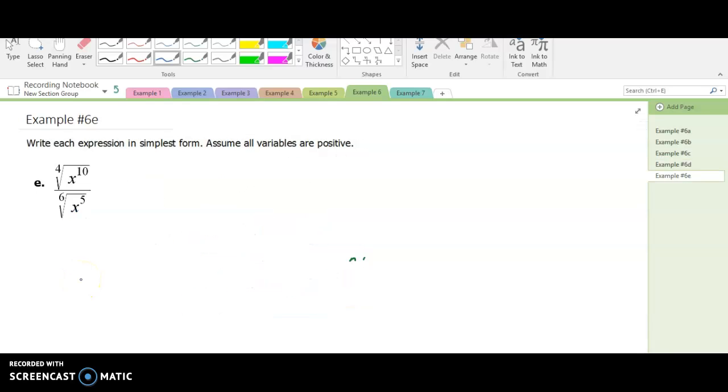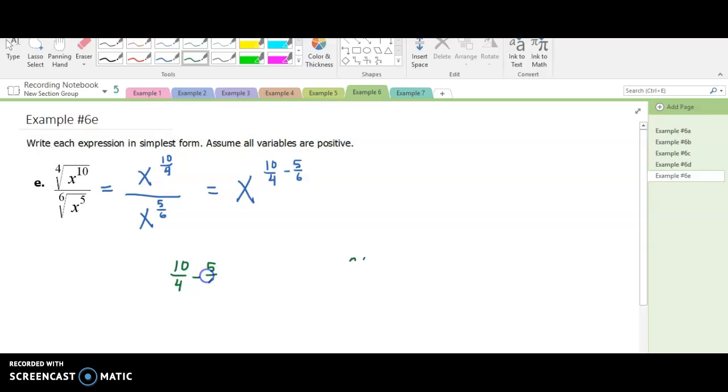All right, let's look at E now. This is the last one for example 6. All right, so I can look at this, and I think this will be easier to do in exponential form. So I'm going to change this to exponential form. So x to the 10/4 over x to the 5/6. Okay, now it's easy to see that this is just going to be x to the 10/4 minus 5/6. Okay, now the hard part is 10/4 minus 5/6, which isn't that hard.